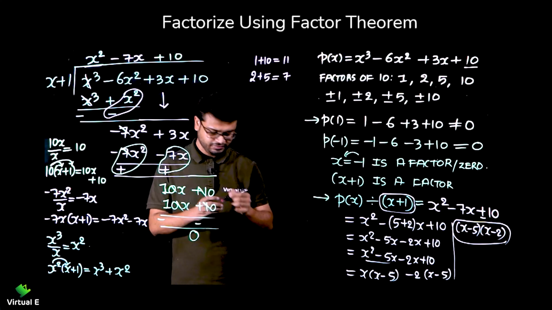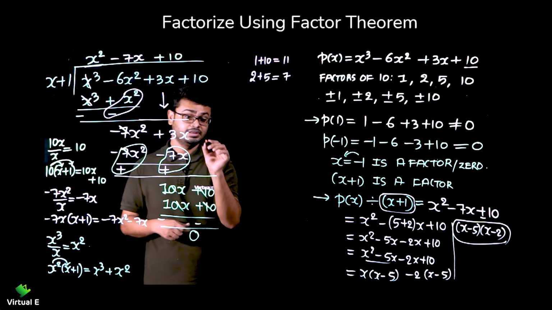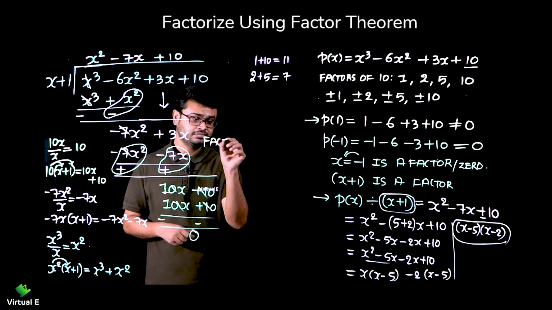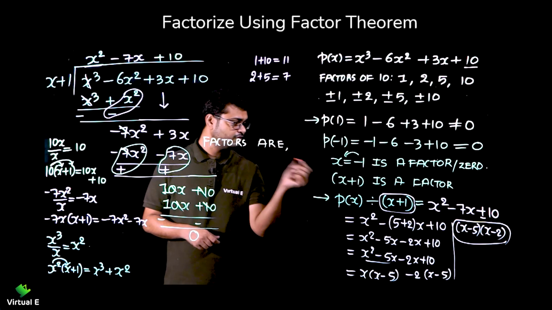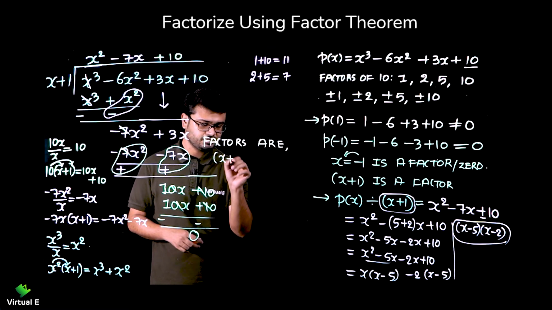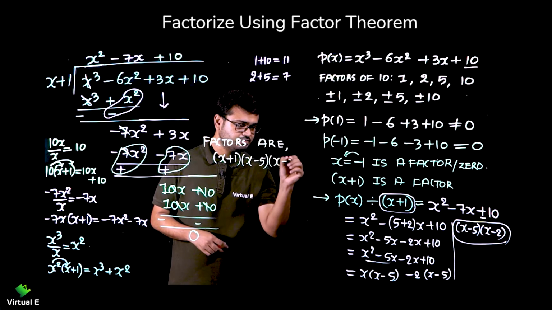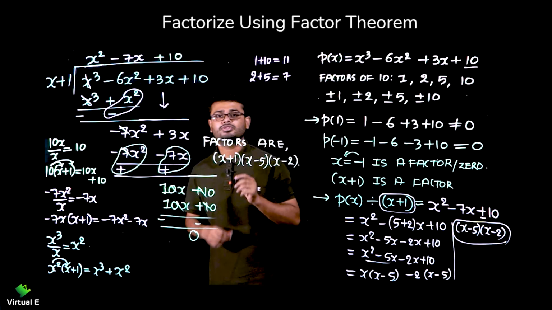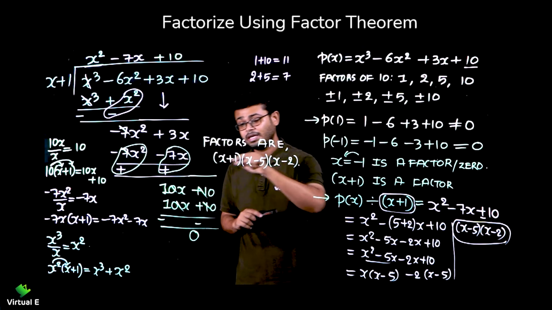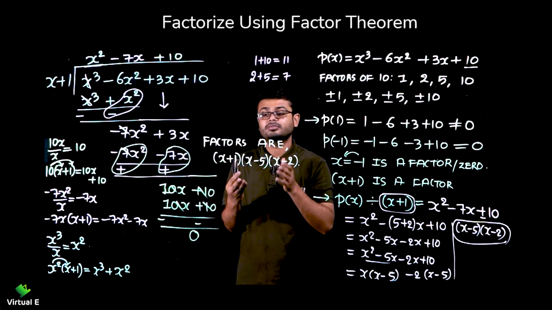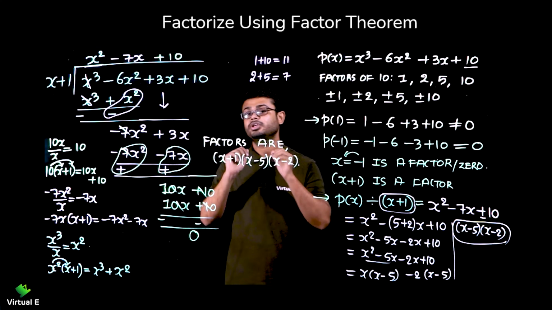So we can write final answer, factors are, what we can write first is x plus 1, then x minus 5, then x minus 2. We should be having 3 zeros because this is the cubic polynomial and we have 3 zeros in terms of 3 factors. So this is how we find the factors of the cubic polynomial.